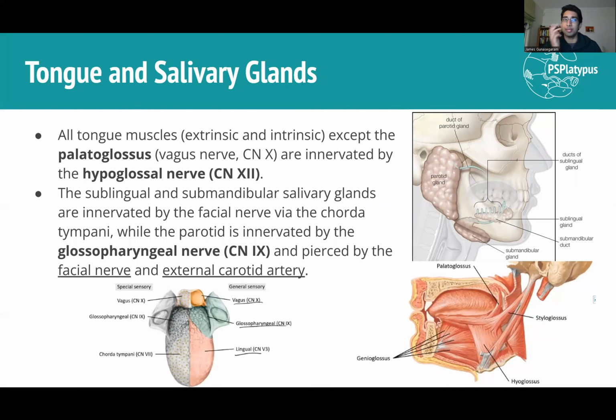Then that gives off, remember, because parasympathetic, its synapses are close to the target structure. That's where it synapses. And then we get fibers that go out to the submandibular gland and the sublingual gland under your tongue. The parotid gland is not innervated by those. Parotid is by the glossopharyngeal nerve, but the facial nerve runs through it, and the external carotid artery, like we talked about, also runs through it.